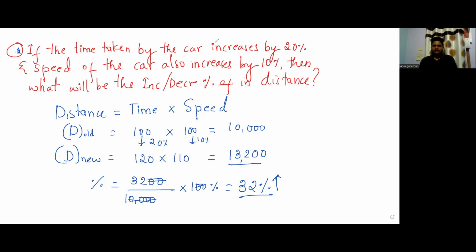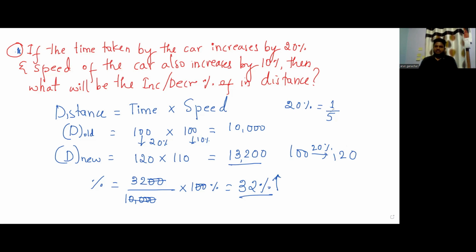Now, if I wanted to do it in a different manner, if you are comfortable with this method, go with this. There is no harm in this. But if you want some other method, 20% can be written as 1 by 5. What is the meaning of 20% increase? From 100, it will become 120. Yes or no?